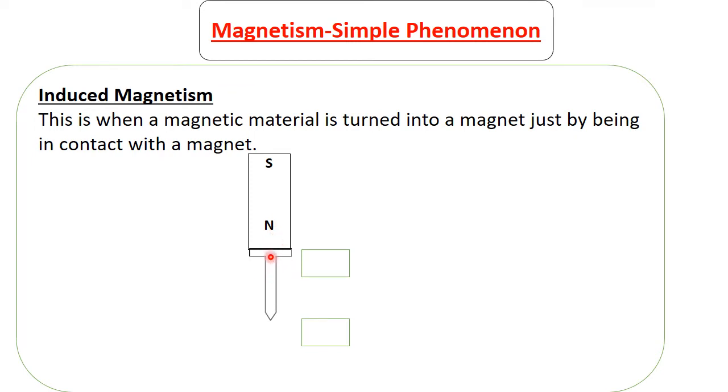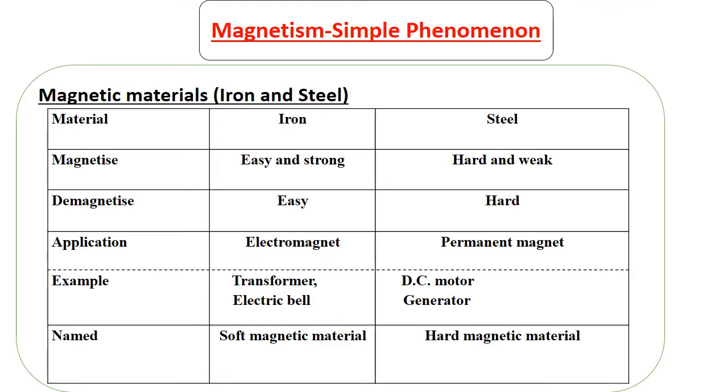But the way the poles are going to be distributed here is this part which is in contact with the north pole is going to be the south pole, because if it is the north pole, it means repulsion. So it's going to be a south pole so that the attraction is there. Then the other end which is not close to the magnet is going to be the north pole. So this end which is in contact is going to be the south pole, then the other end is going to be the north pole.